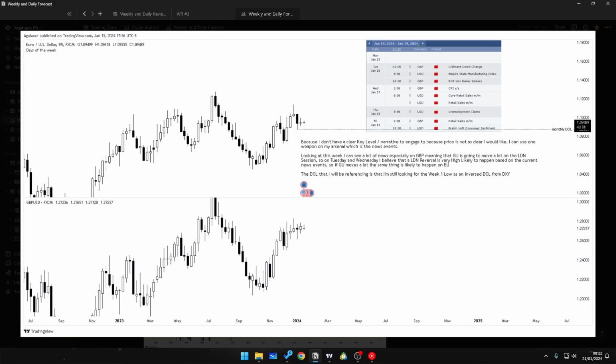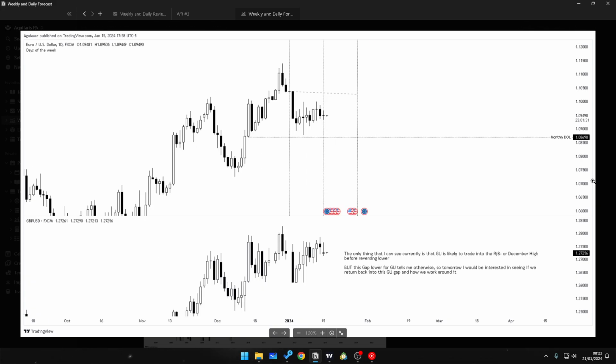Looking at this week, I can see a lot of movement, especially on GBP, meaning that GU is going to make a lot of move on the London session. So on Tuesday and Wednesday, I believe that London reversal is very likely, which I'm going to study today, which is another point for today. And I think this is all we're mentioning about that.